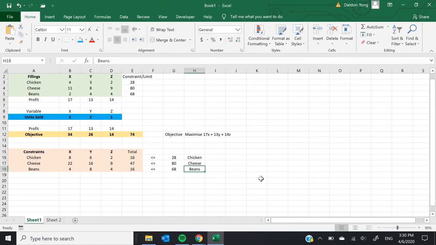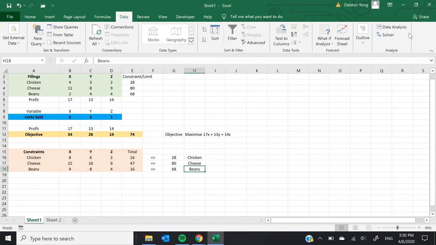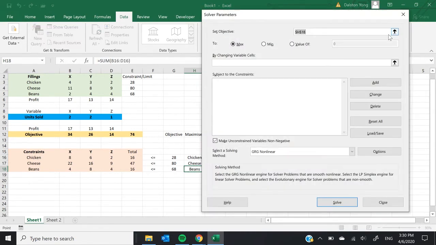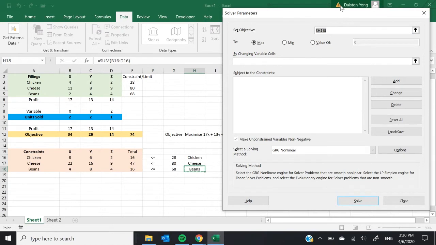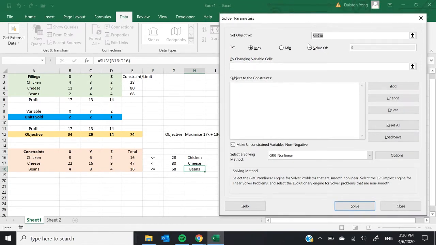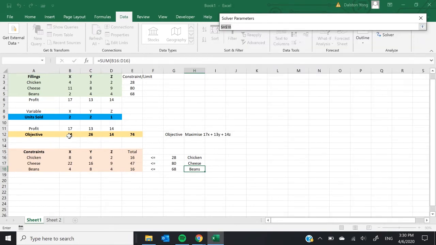Okay, so now we have all this in place, right? We can actually start using Solver. So how do you get to Solver? You click on Data, Solver. Okay, plenty of things here. Let's just go through it slowly. First of all, remember we talked about our objective, right? So set objective. This is the total we want. We want to make as much money as we can from this situation.